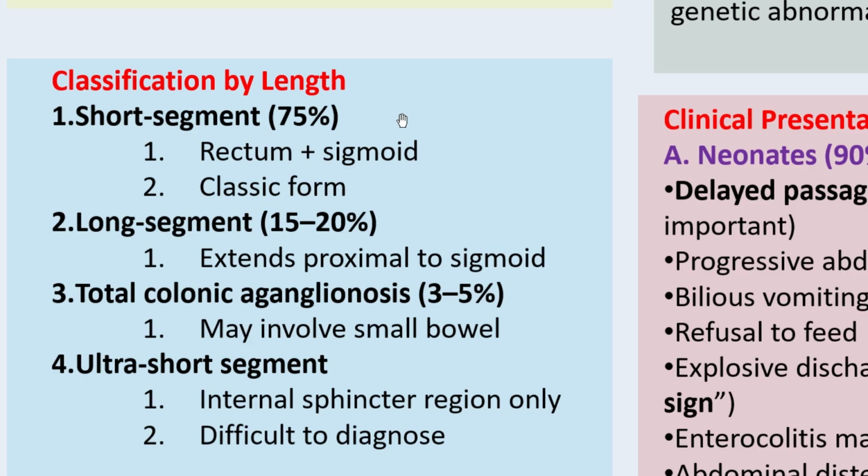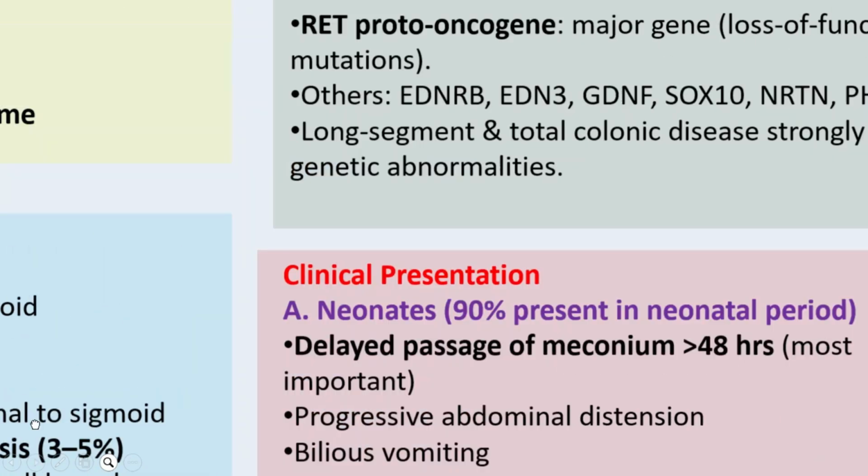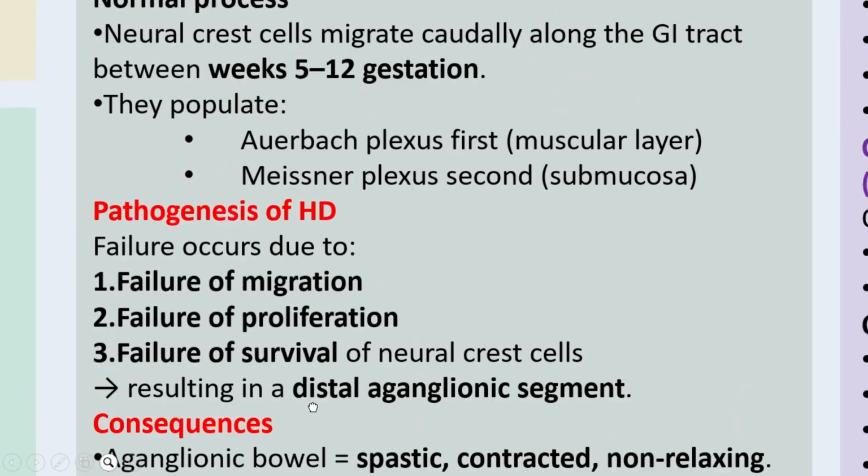Then we have total colonic aganglionosis that occurs in 3 to 5%, and even sometimes the problem could extend up to the small bowel. Then we have the ultra short segment where only the internal sphincter region is affected, and this one is going to be difficult to diagnose, as we shall see.